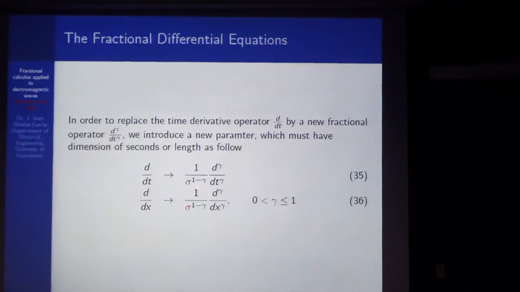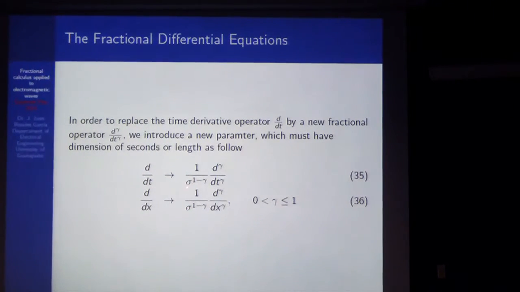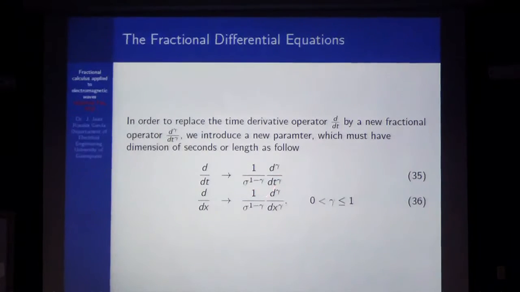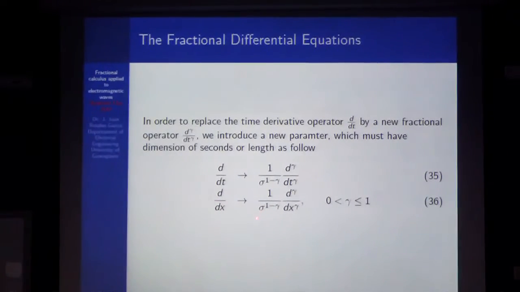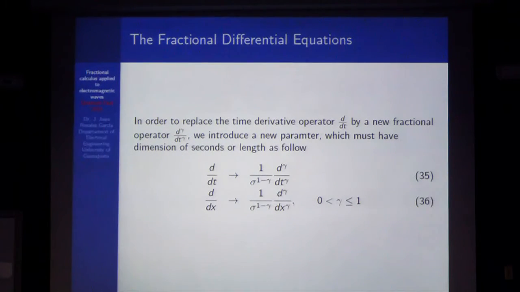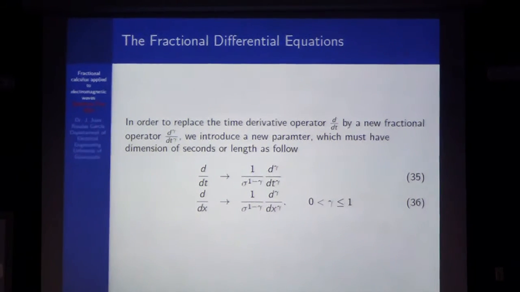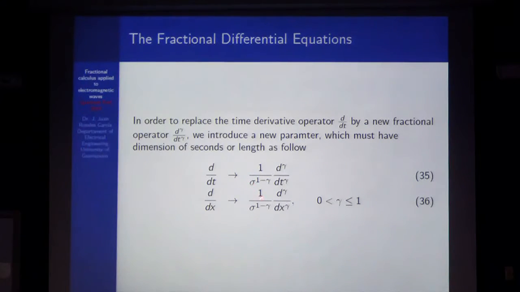The parameter in this case must have dimension of seconds, because the derivative is with respect to time, and here sigma must be measured in length. We must change this operator by this operator. The question is, what is sigma?